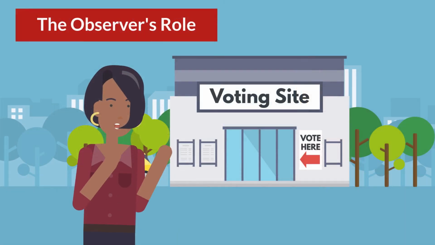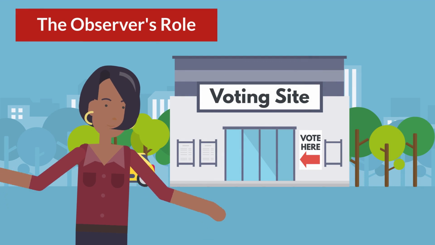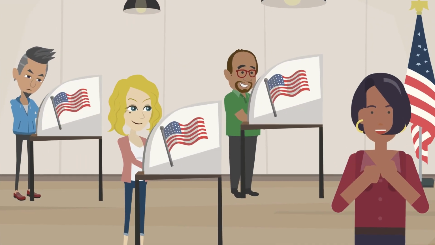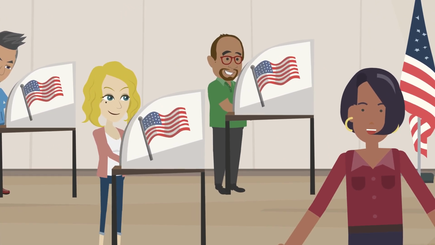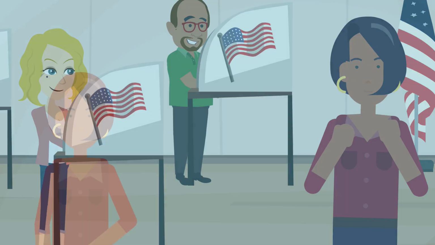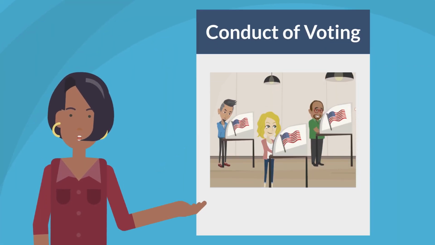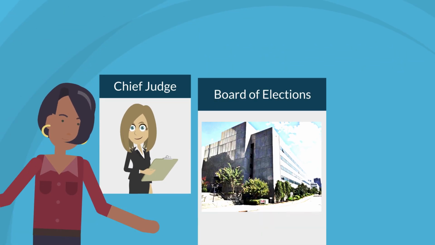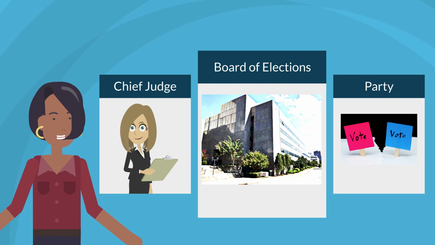Election observers are appointed by political parties and candidates to observe the conduct of voting. Observers serve an important role in our elections by making the voting process transparent to the parties and candidates vying for office. An observer may witness the conduct of voting. An observer may report any perceived problems to the Chief Judge, Board of Elections, or their party.